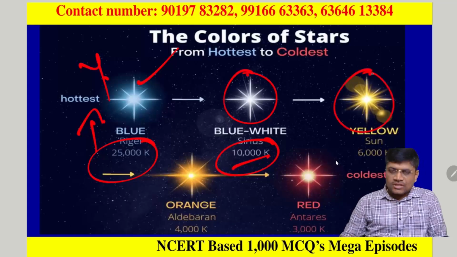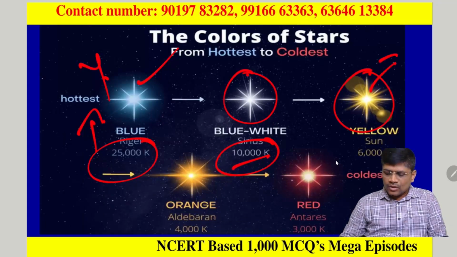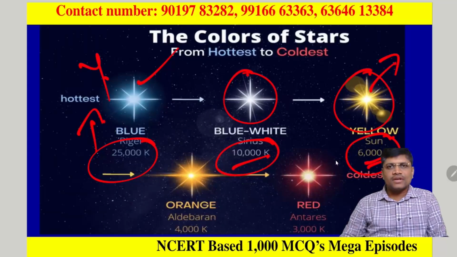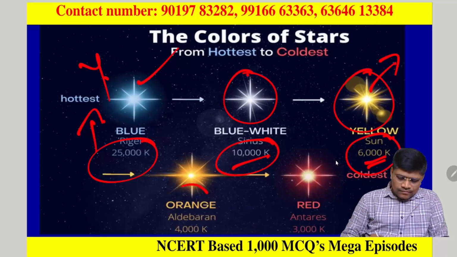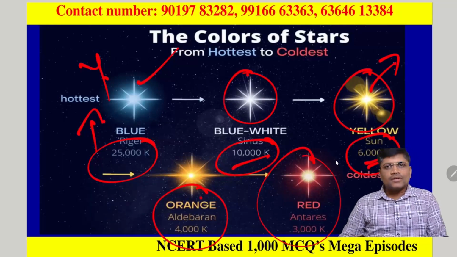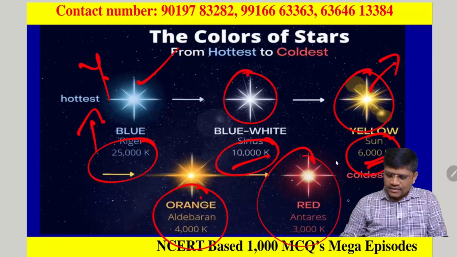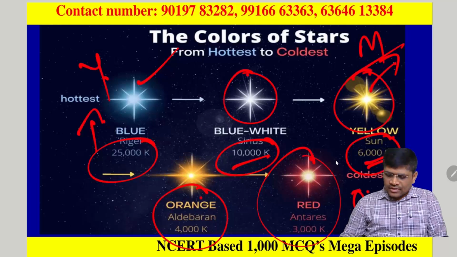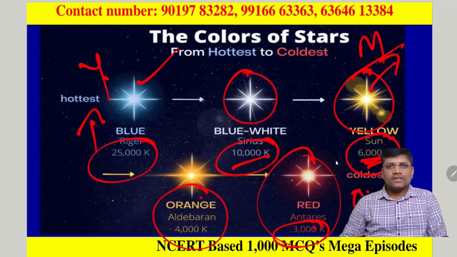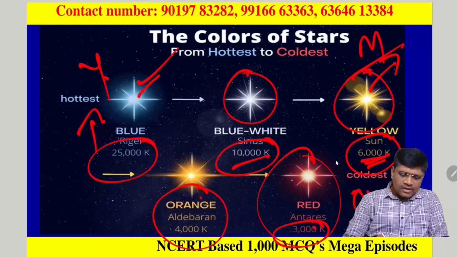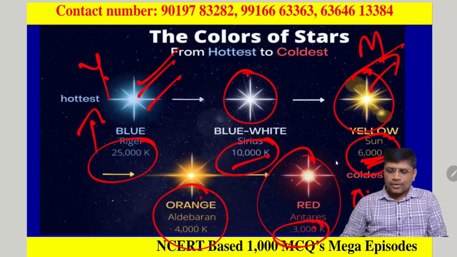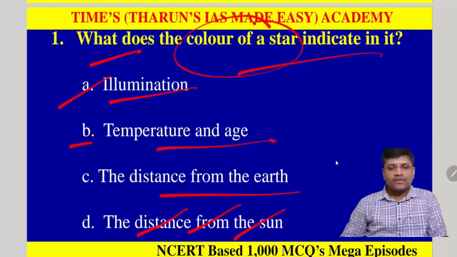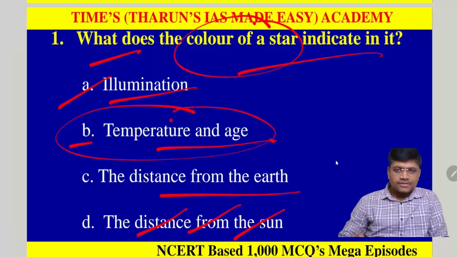When the color turns to yellow, it is in the medium stage. Our sun is also a medium-sized star and its surface temperature is hardly 6,000 degrees Kelvin. Then orange color, and finally the star turns into red color. Red color indicates its old stage and yellow color indicates its medium age. Temperature here will be hardly 3,000 degrees Kelvin. So the color of a star indicates both age and temperature. According to the given options, it is both temperature and age.